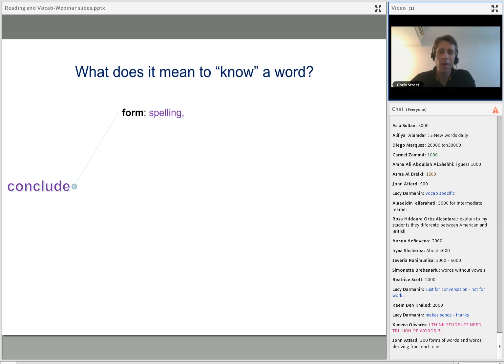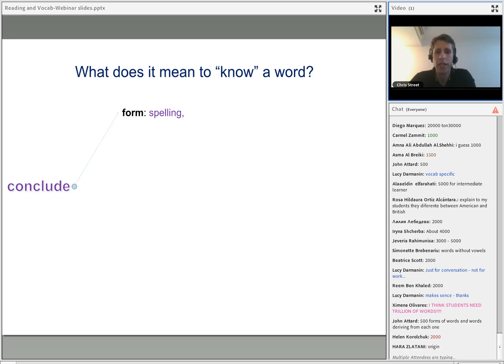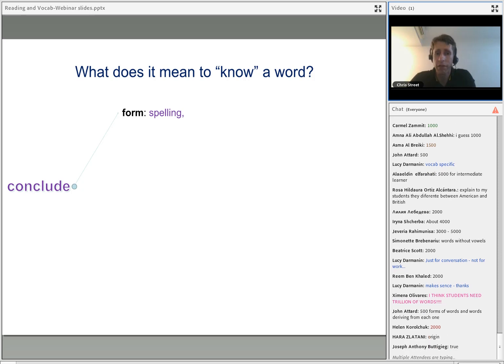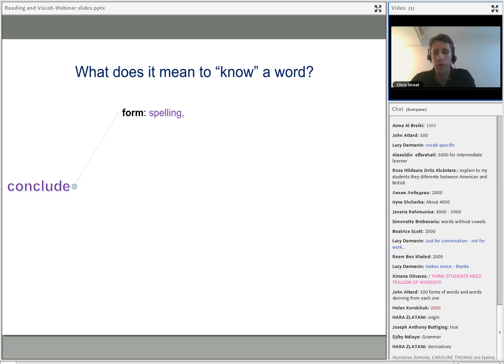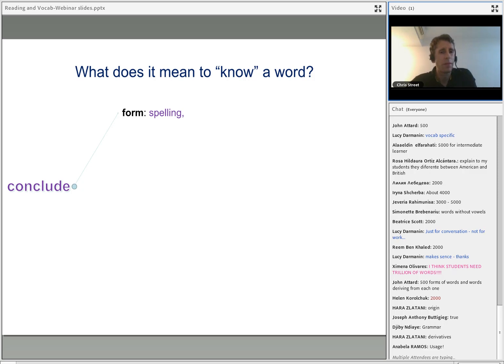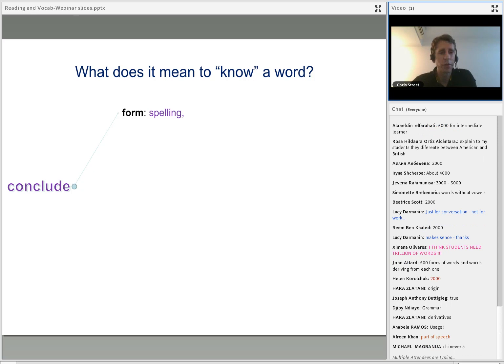Okay, now, as I mentioned before, there's a bit more to knowing a word than just recognizing it when you read. When we're talking about learning vocabulary, it's not just about memorizing words and definitions. There's actually a lot more to know about this, and there's a lot more that you can know. You can take one word, and there are a lot of different things that you can know about it.